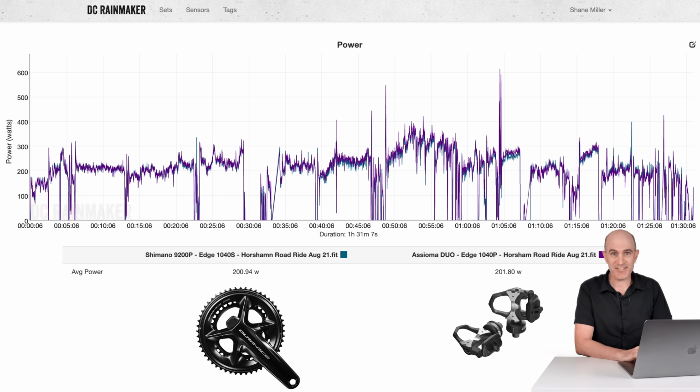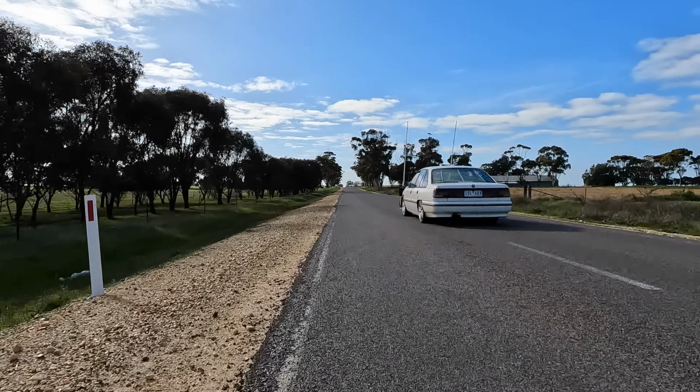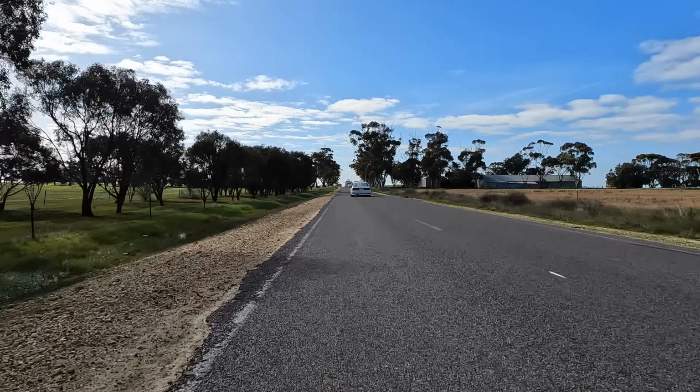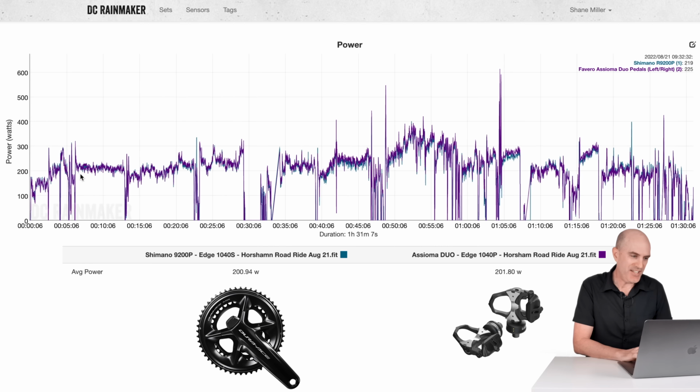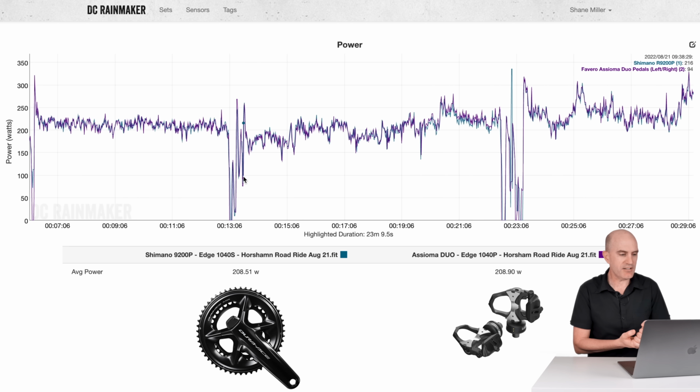Data set number 7, another big open sky road out there in Horsham, big long flat roads. And the initial same setup as the day before, so Shimano 9200-P up against the Asioma Duos. And for the first half an hour or so, you'll be pleased to see that steady state riding, 208 versus 208. Happy days until a little later on in the ride.